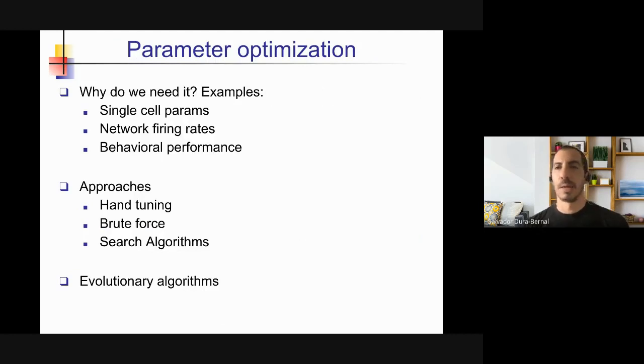Okay, so we're going to focus on parameter optimization in this talk and examples. So why do we need it? I'm going to start showing some examples of how we can use it in different scenarios, and then an overview of the approaches that we have. And we'll end up focusing a bit more on these evolutionary algorithms.